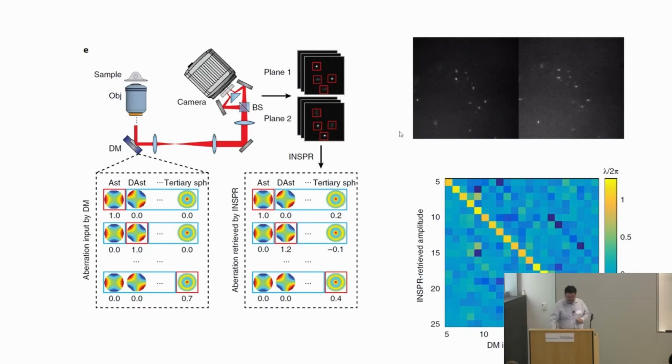So what we see here is blinking data with distorted point-spread functions, and INSPIRE operates on that and gives you this matrix. Here on the x-axis is the deformable mirror input, what we input for the experiments, and this is the amplitude INSPIRE retrieved. You can see this is almost a diagonal matrix all the way until tertiary modes. We don't have very good performance on these high aberration modes.